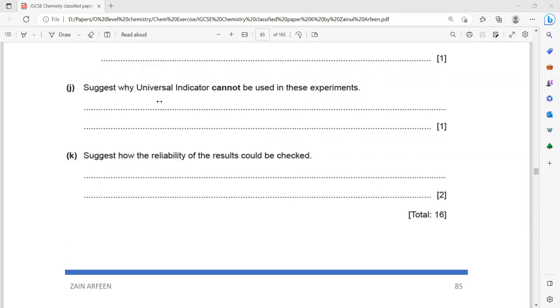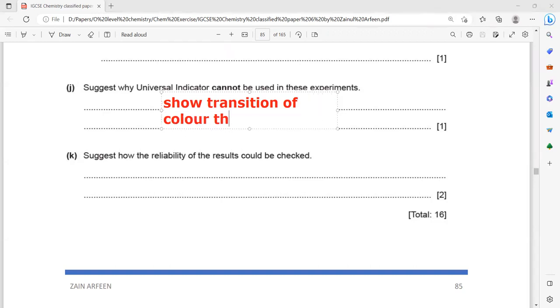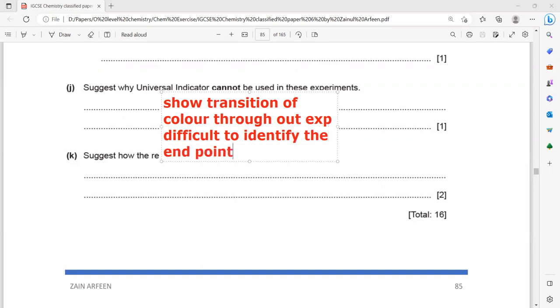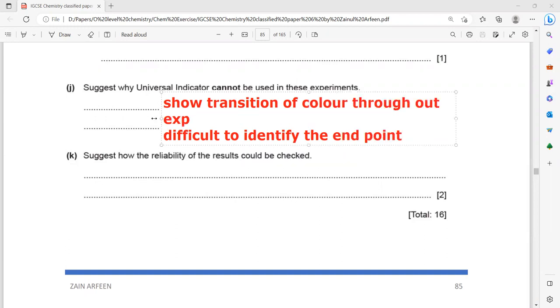So it will show a transition of the color throughout the experiment. So it is difficult to identify the endpoint. Endpoint means we are sure what volume of acid has reacted with an alkali at the moment the indicator shows a color change.